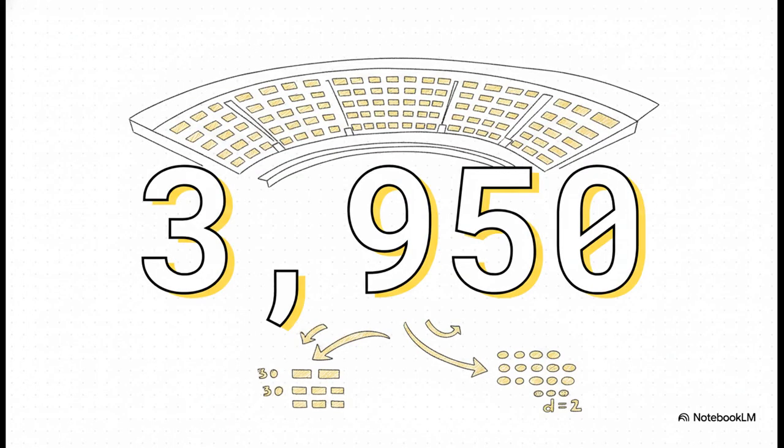Let's see how this actually builds up in a real-world scenario. Imagine a massive amphitheater with 50 rows of seats. The first row has 30 seats, and every single row after that adds exactly 2 more seats. That right there is an arithmetic progression. Our A is 30, our D is 2, and our N is 50. By applying our SN formula to this problem, we find there are exactly 3,950 total seats. See how quickly we solved that without having to count every single row one by one?